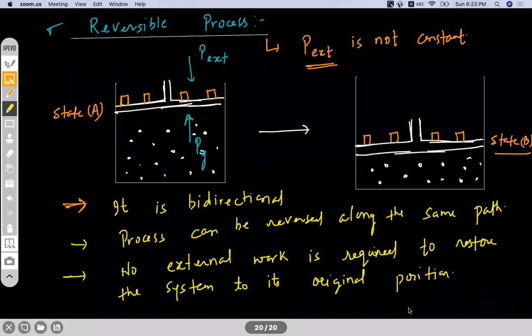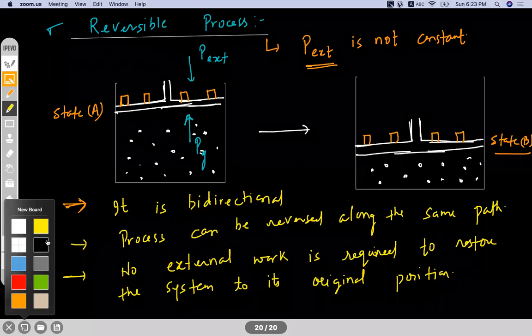Third property, write down. There are infinite number of steps and each step is in equilibrium.